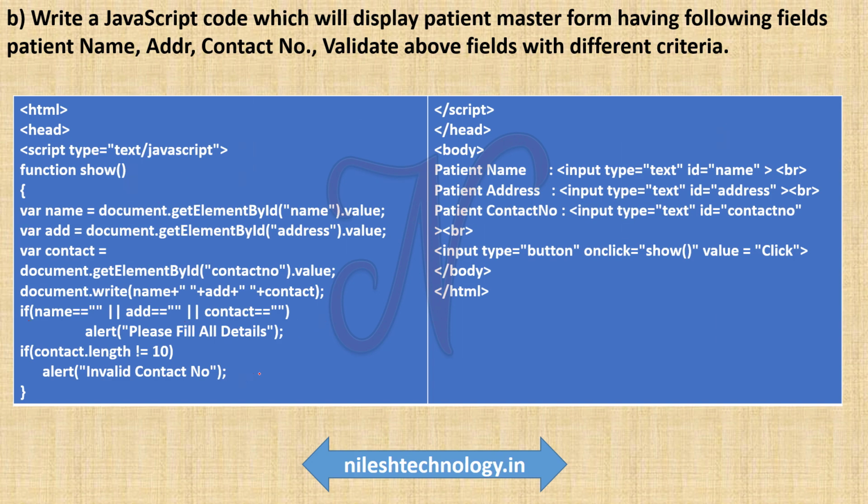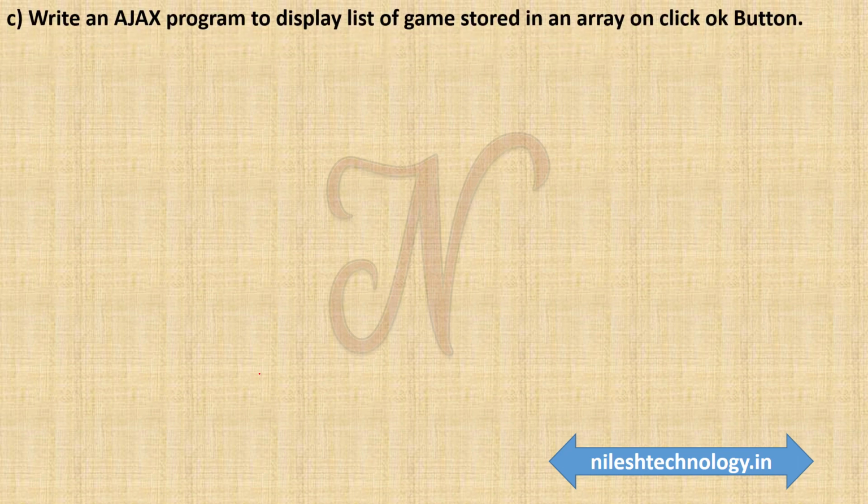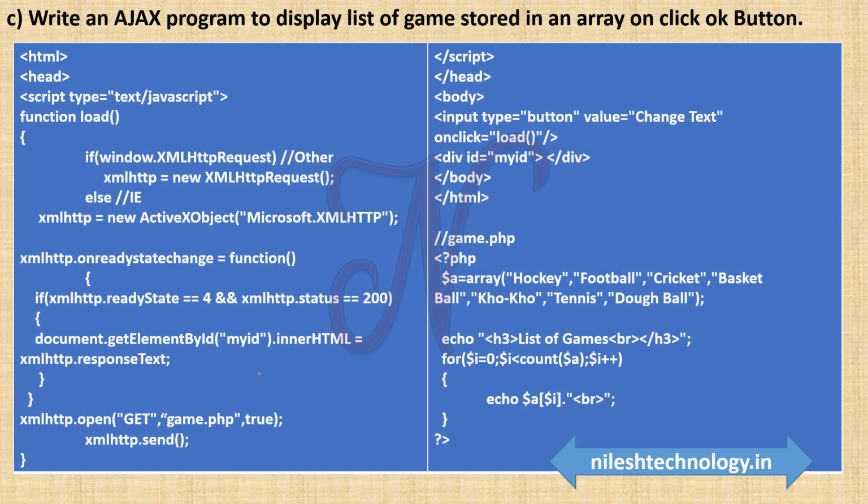Next question: write an Ajax program to display the list of games stored in an array on click of an OK button. Games means the game names stored in an array, and by using Ajax we print all these array details. See here, this is the default format of an Ajax program. First, this is your game.php code. Here we define one array and pass some game names, and by using a for loop we print every game. Then this is your function load.